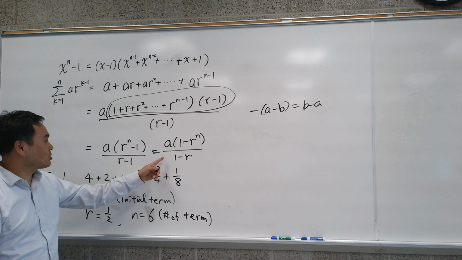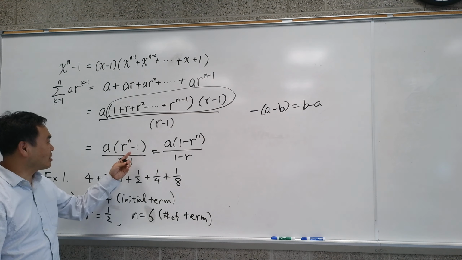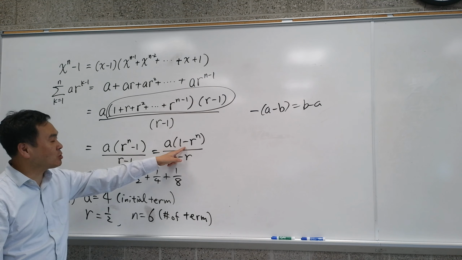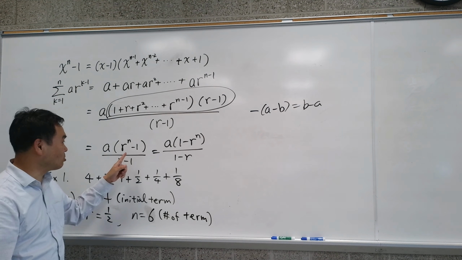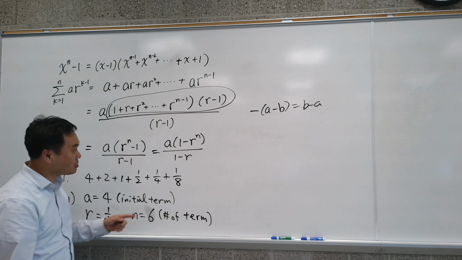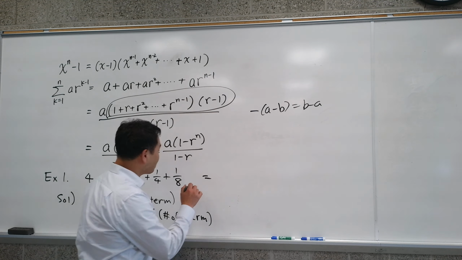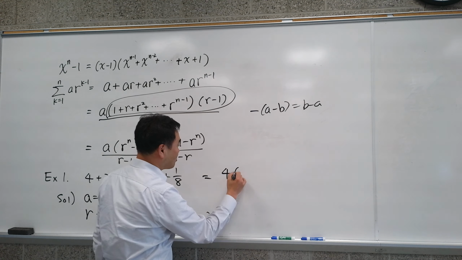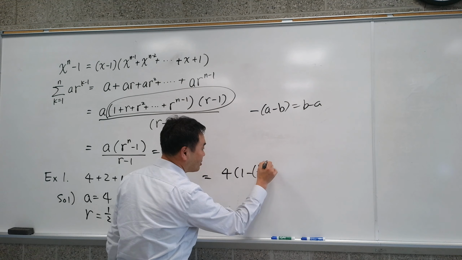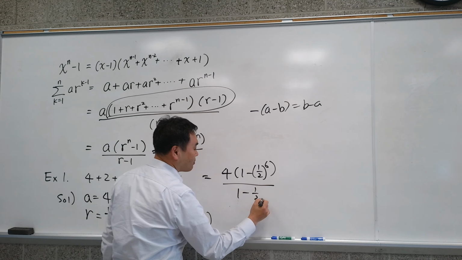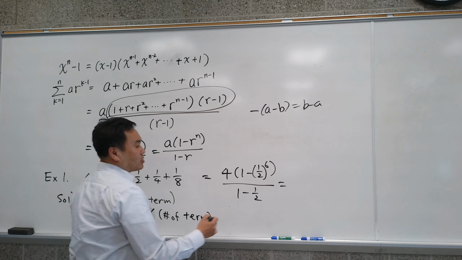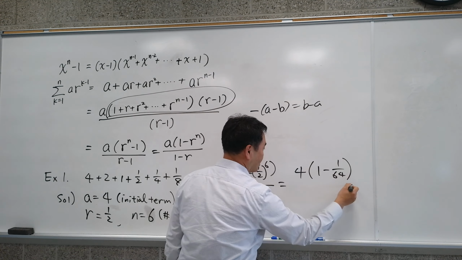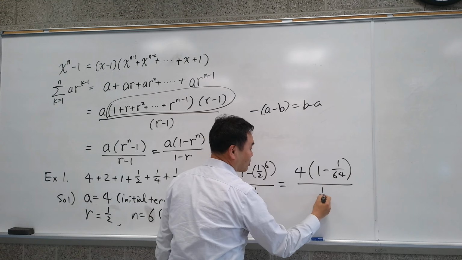Then I can use either of these formulas. They're both good because I can multiply by -1 top and bottom to turn this one into that. You usually use this one when the absolute value of r is less than 1, and you usually use this one when the absolute value of r is bigger than 1. So if I plug everything that we figured out into this formula, then you get 4 times 1 minus 1/2 to the 6th power over 1 minus 1/2, which is 4 times 1 minus 1 over 64 divided by 1 minus 1/2, which is just 1/2, right?